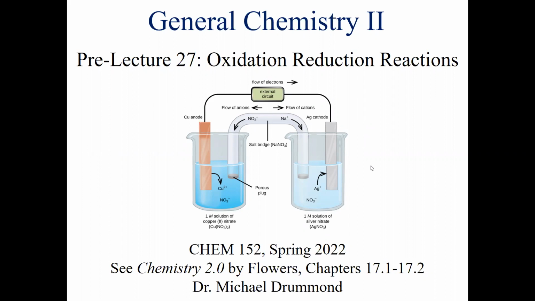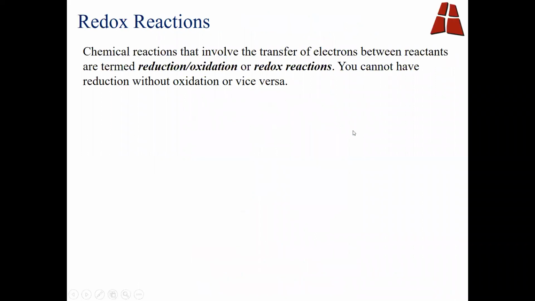I'm ready to talk about some oxidation reduction reactions. So just to start with defining some terms, anytime we have a chemical reaction that involves the transfer of electrons between our reactants to make products, we call that a reduction oxidation, or a redox reaction. One truism with this is that you cannot have reduction without oxidation, and thus you can't have oxidation without reduction. So you need both in order to have this reaction occur.